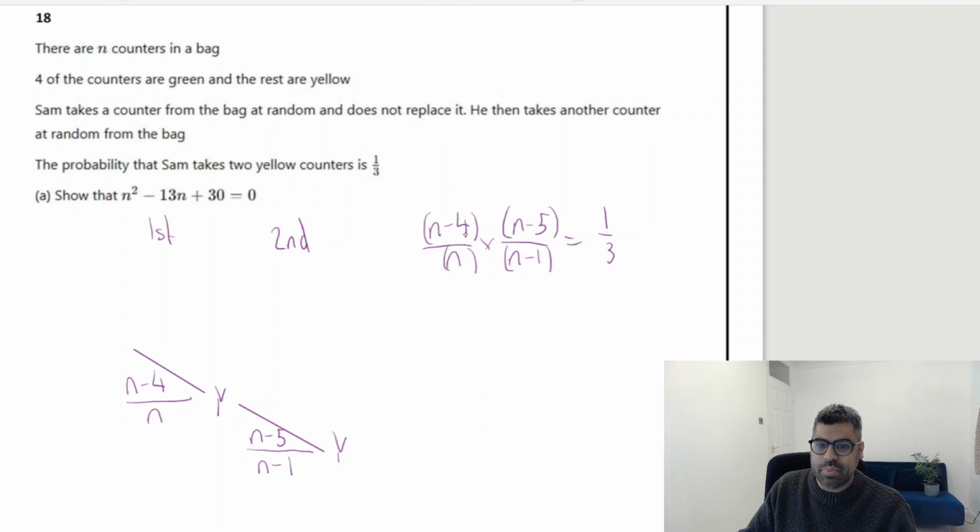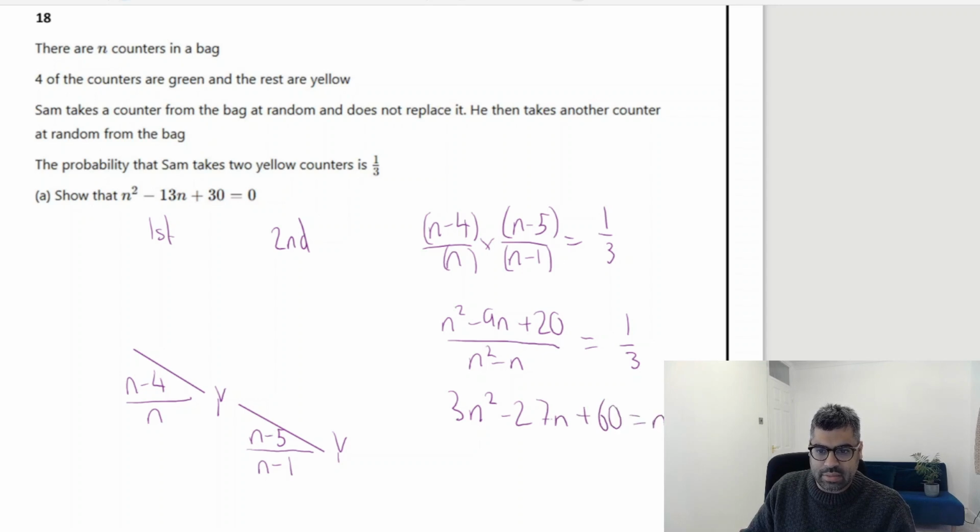So let's multiply the numerator, n minus 4 times n minus 5. That gives us n squared minus 9n plus 20. For our denominator, we have n times n minus 1, which gives us n squared minus n, equal to a third. Let's cross multiply by multiplying the numerator on the left by 3 and the numerator on the right by n squared minus n. That gives us 3n squared minus 27n plus 60 equals n squared minus n.